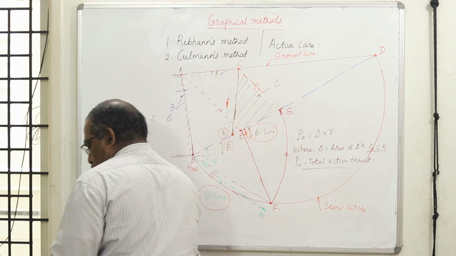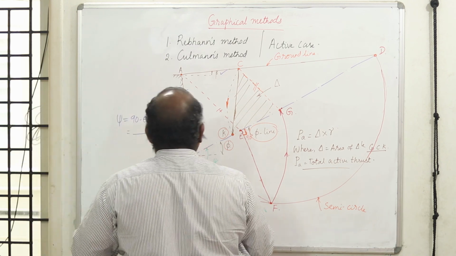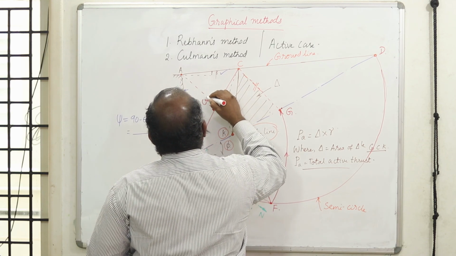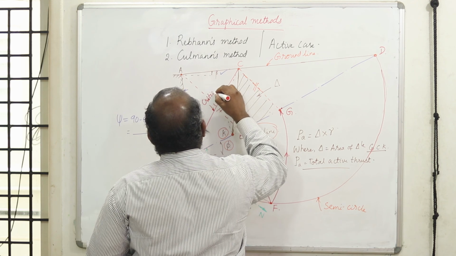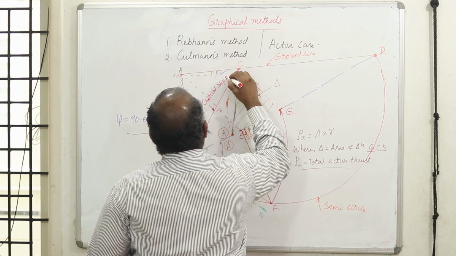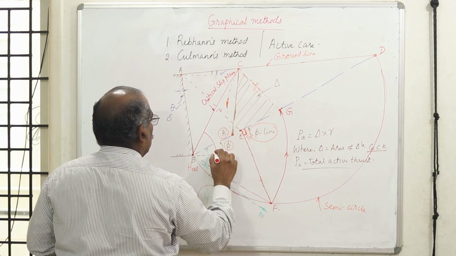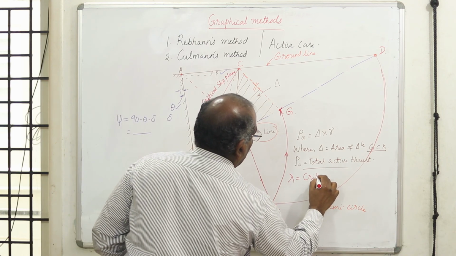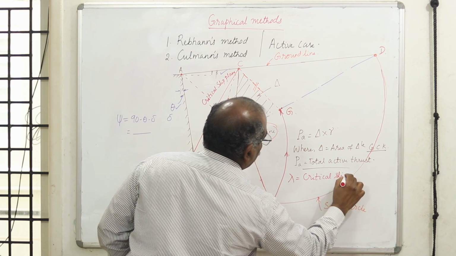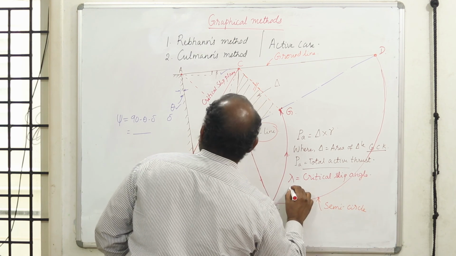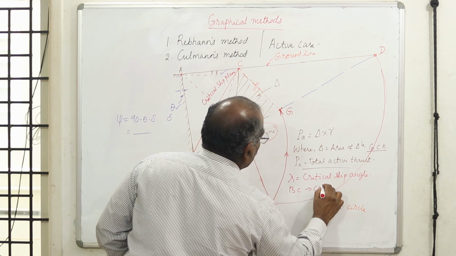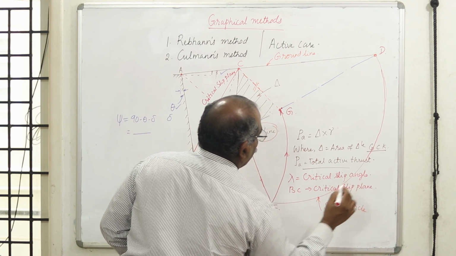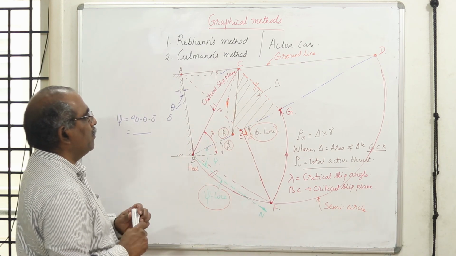Now, we can join these two points, B and C. This will be the critical slip plane, and this angle will be lambda, where lambda is the critical slip angle, and BC is the critical slip plane. This is a very simple graphical procedure.